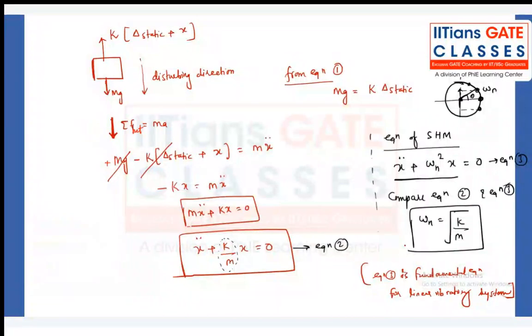And everybody knows the equation of simple harmonic motion: x double dot plus omega n square into x equal to 0. If you compare equation number 2 and equation number 3, you are going to get omega n as under root of k by m. Note down.